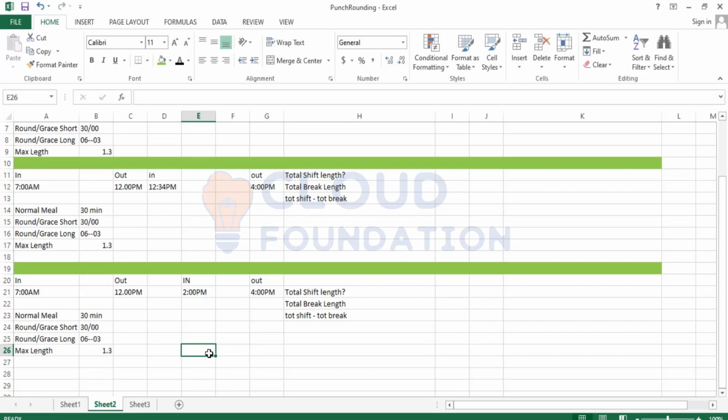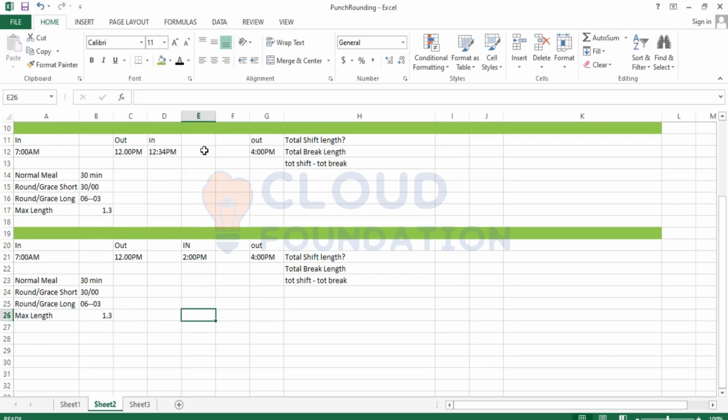Okay, can you please answer these questions? I've split it with the green thing. So this is my first question. My employee is coming in at 7, he's going out at 12, coming back again from break at 12:34, and he's going out at 4. So my normal break is 30 minutes. Maximum he can take is 1 hour 30 minutes. If there is a short break, like if it's taken within 30 minutes, then you'll have to apply the short round. If it's more than 30 minutes, you have to apply the long round. So you'll have to calculate the total shift, the total break, and the final shift for me.